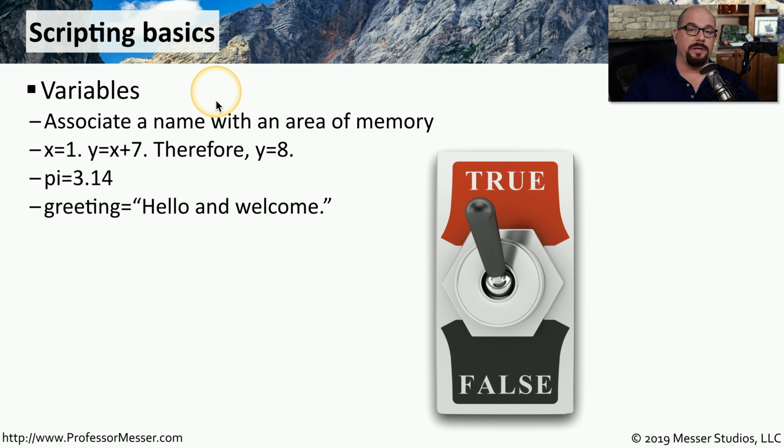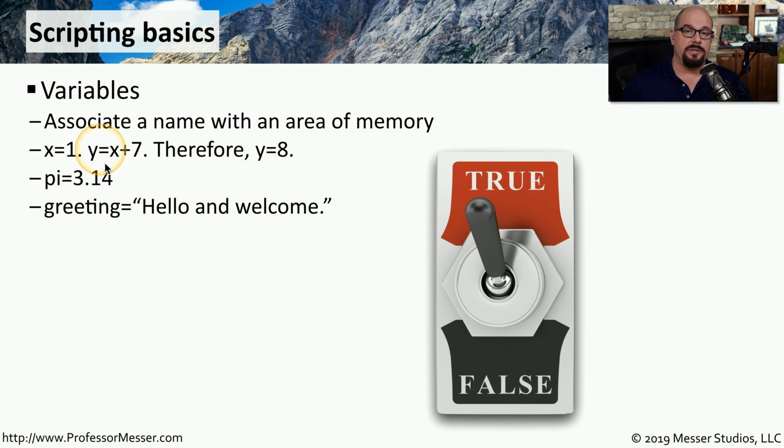A variable is when you're assigning a name to a particular value that you're storing in memory. For example, if you specify that x is equal to 1 and y is equal to x plus 7, then y would be equal to 8. We've used the variable x to perform a calculation and assign the results of that calculation to the variable y.